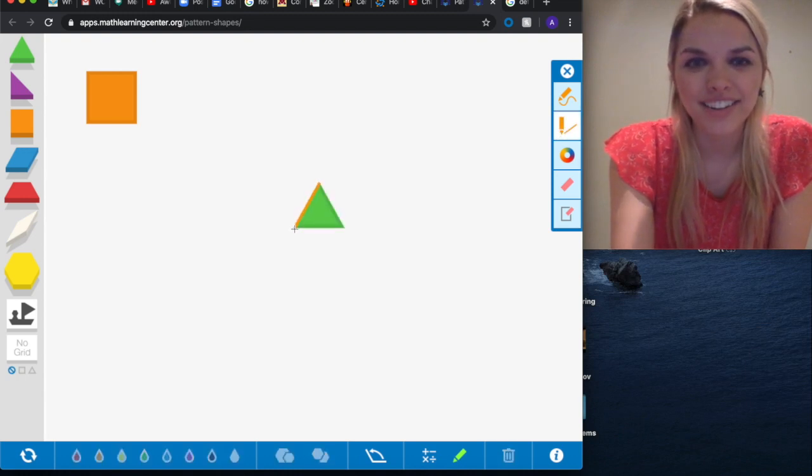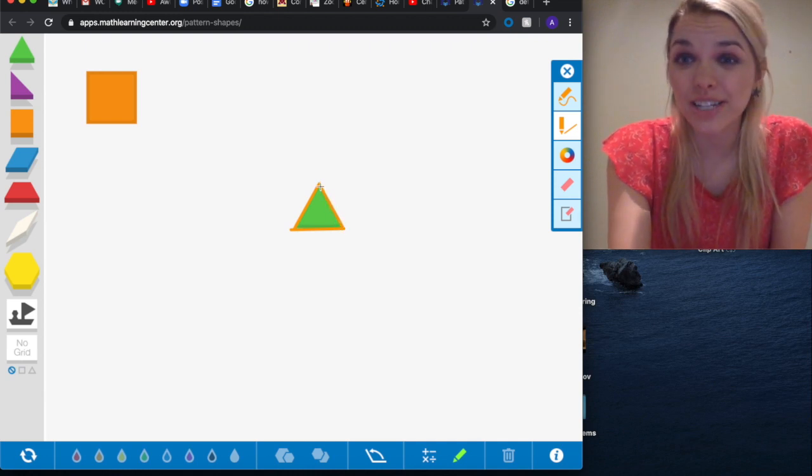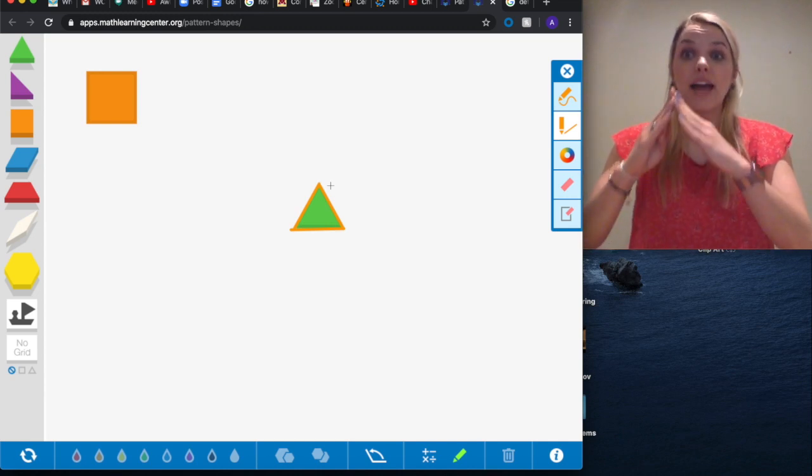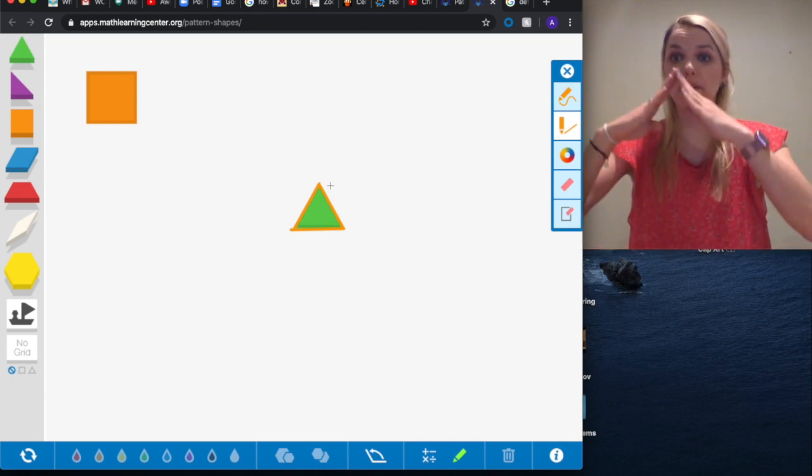1, 2, 3. Excellent. Our triangle has 3 lines. Now we're ready to count our vertices. And vertices are where the lines meet.